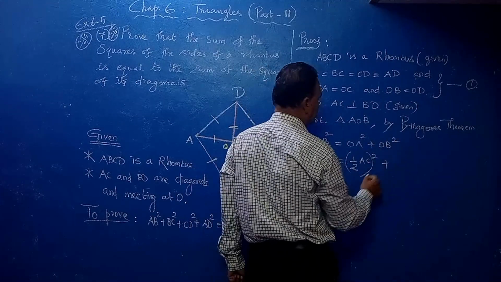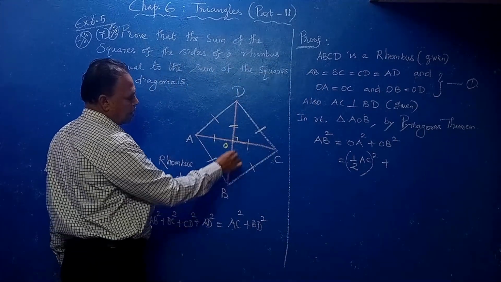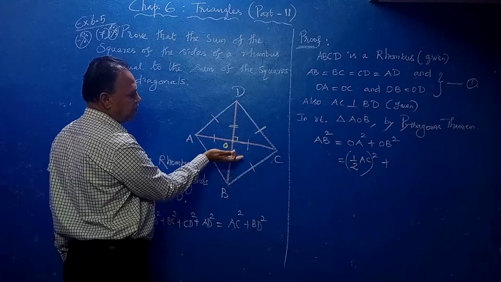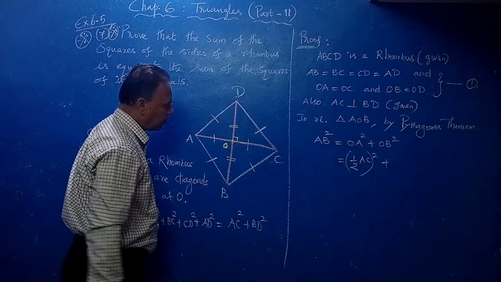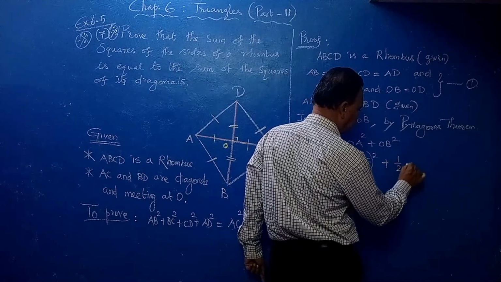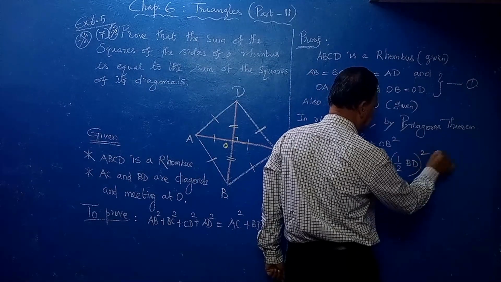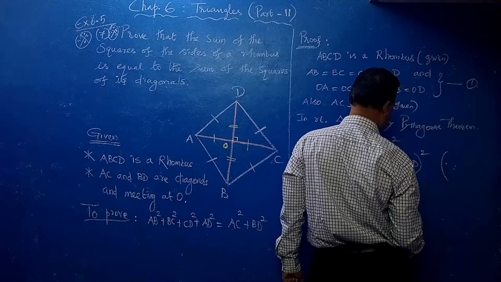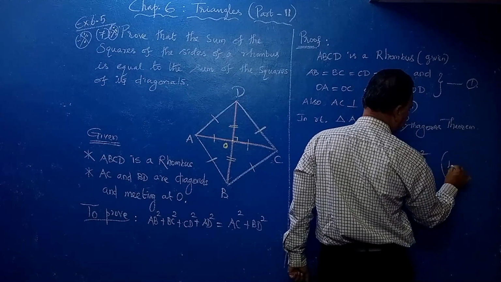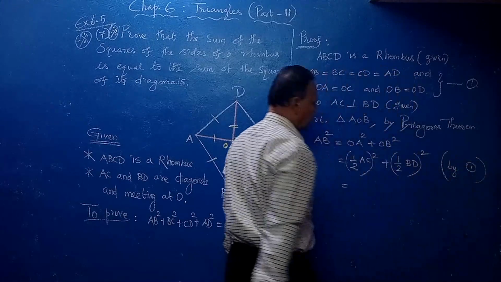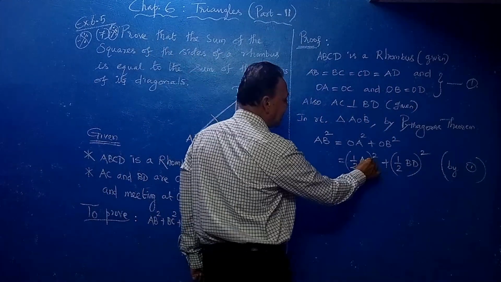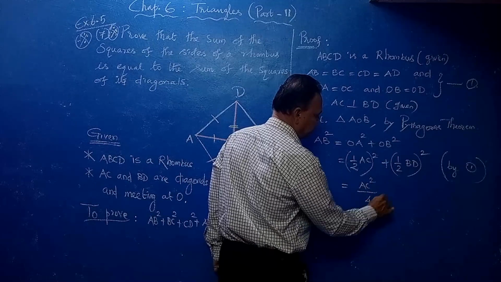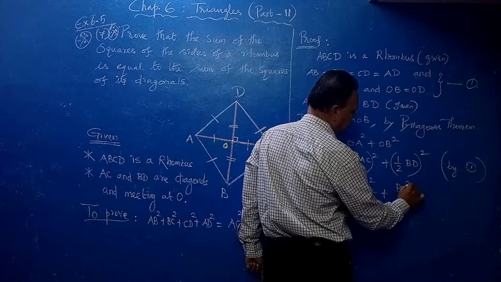Then OB is nothing but half of BD, because bisect means 50-50, and 50 means half. So half of BD, the whole squared. Right. From 1 we are using this. So this is AC squared by 4, because half of AC squared gives AC squared by 4, plus BD squared by 4.